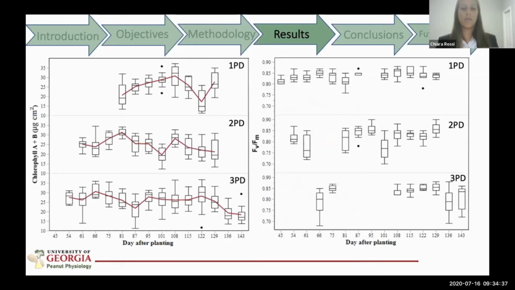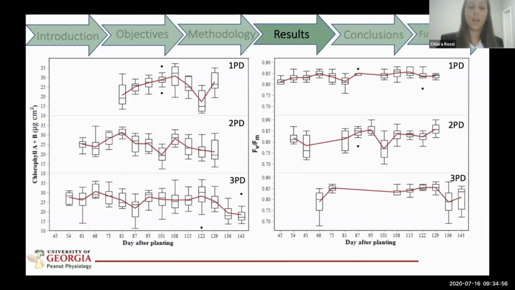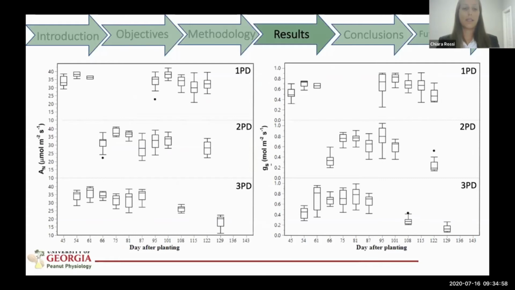So we can see that there is some variability within the same planting date, but also between the 3 planting dates. On the right instead, we can see the graph related to quantum yield of the photosystem 2. In this case, we can see that the variability increased a little bit in the second and third planting date. Again, on the left, we can see the graph related to net photosynthesis. Also, in this case, the variability is higher in the second and third planting date.